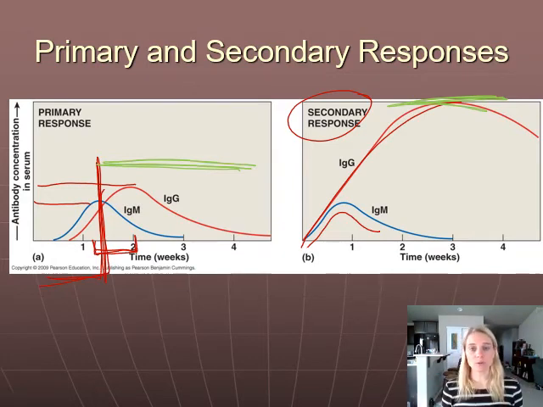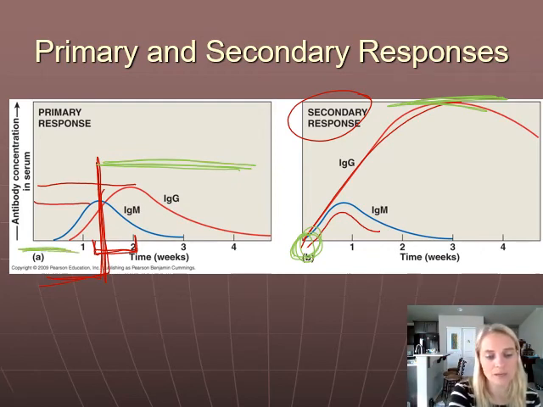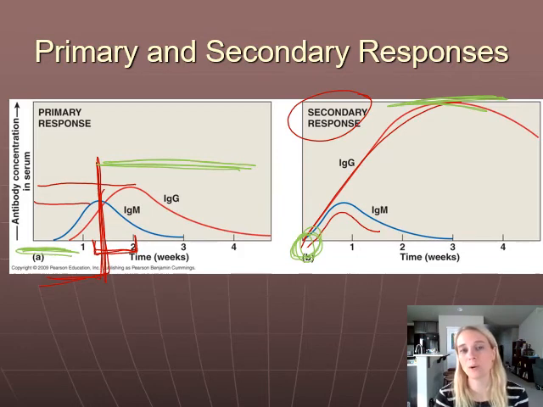That's why we want those memory B cells to be made, because they start right away. Look, almost like time zero. We're getting those IgGs just going off the charts, where here it took time before we start getting those IgGs, maybe a week even, for those B cells to get activated to start making enough antibodies to actually do the work that they need to do to be able to tackle the pathogen. All right, and I think that's it for the humoral mediated immunity.